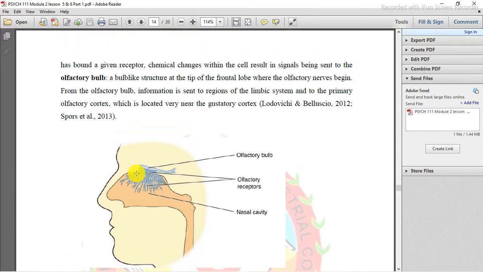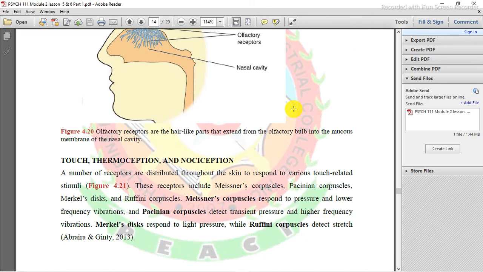And we have here the olfactory bulb, a bulb-like structure in the tip of the frontal lobe, where the olfactory nerves begin. Ito, from bulb siya, di ba? Pinapasan yung ano yung naamoy mo and the like.